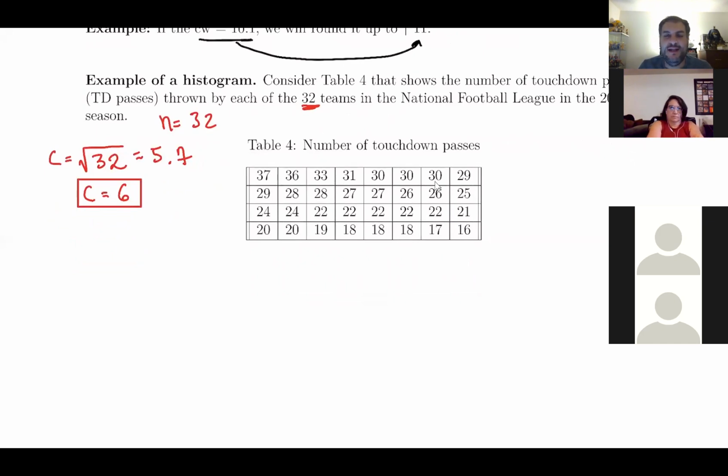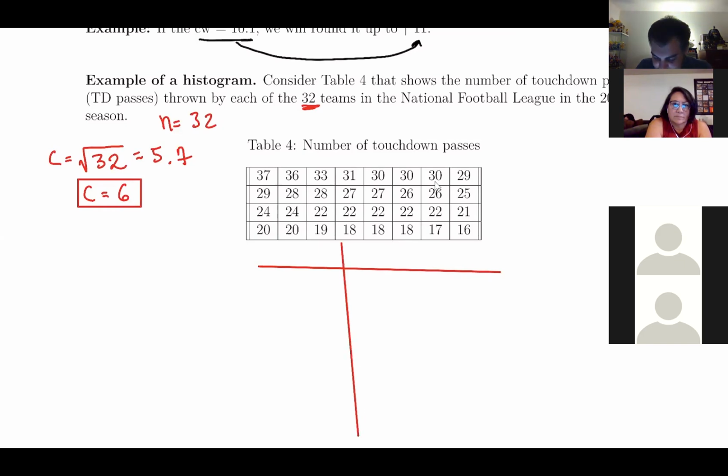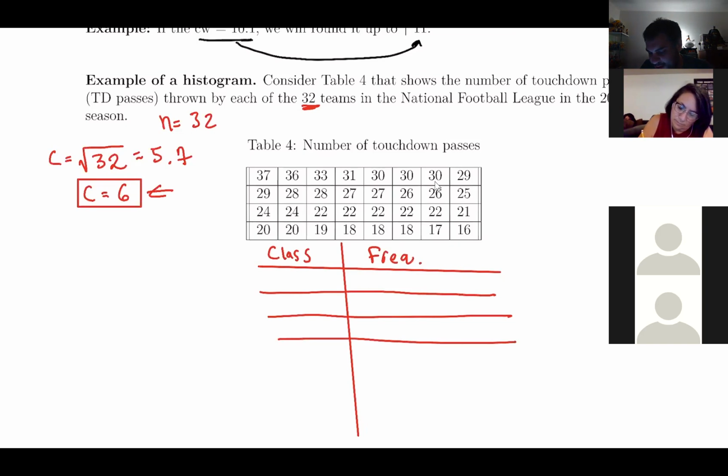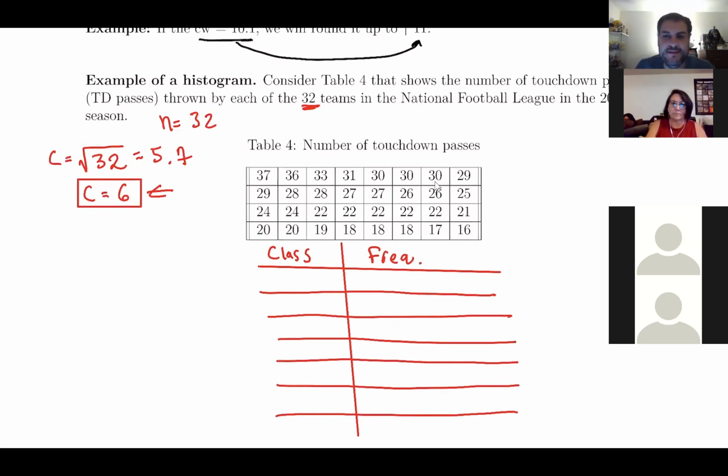What the 6 is telling me is how many rows I should have. So think about it, we have our class and we have our frequency. This 6 over here is telling me I should have 6 rows. So you say, here we go, 1, 2, 3, 4, 5, and 6. That's what the 6 is telling me: we should have 6 rows.